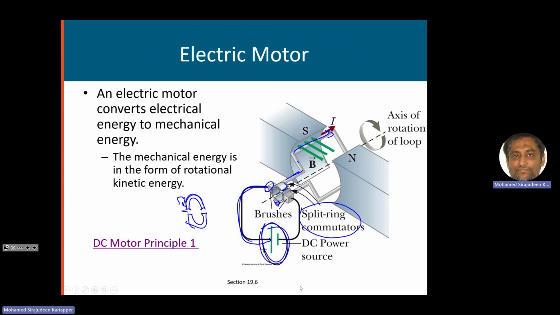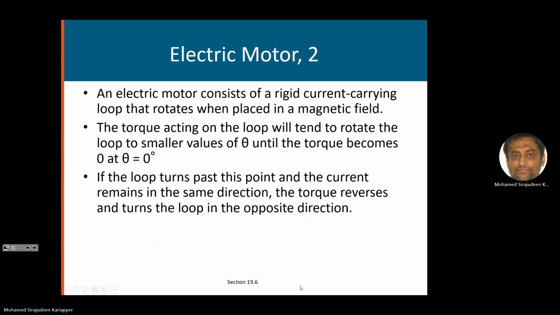So we are done with the slide. We also showed you the animation, the link. This explanation is repeated, but let me read through it. Whatever I said before is repeated here. An electric motor consists of a rigid current carrying loop. The current carrying loop is solid, rigid, and it is placed in a magnetic field. The torque acting on the loop will try to rotate it. In our case, it was a clockwise rotation.